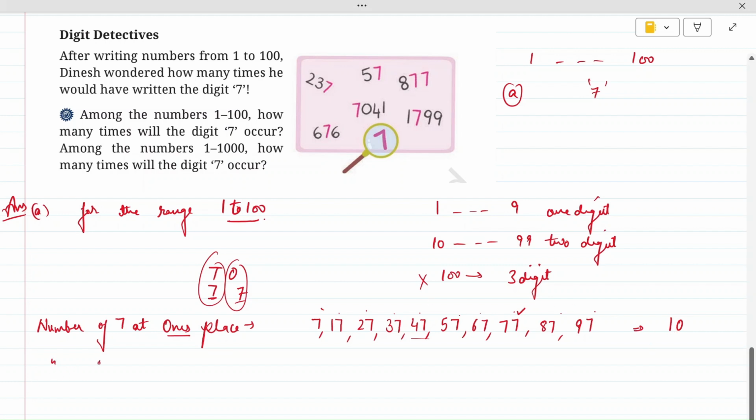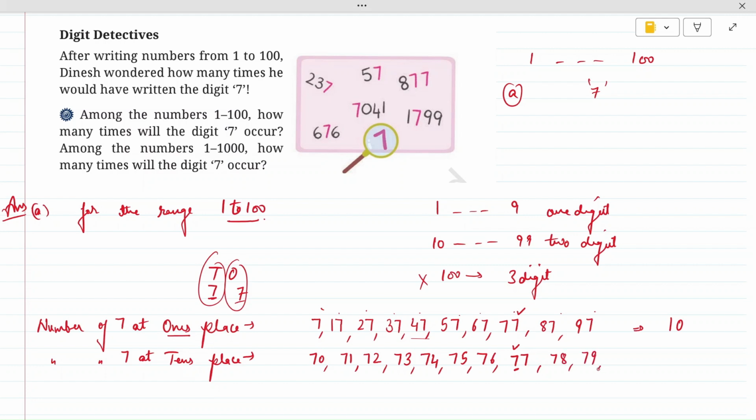Now number of 7 at tens place. It will start from 70. So this is 70, 71, 72, 73, 74, 75, 76, 77, and this time I'm taking this 7. 78, 79, that's all. How many numbers again? 1, 2, 3, 4, 5, 6, 7, 8, 9, 10. So again we have 10 numbers.